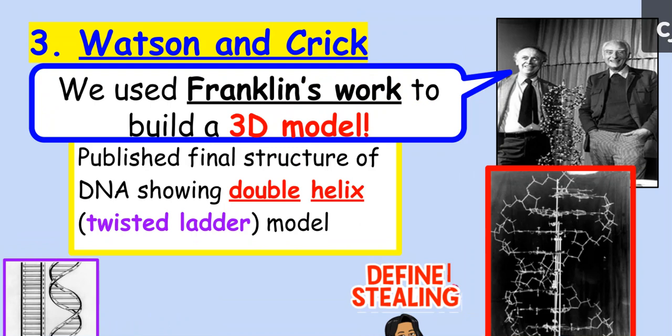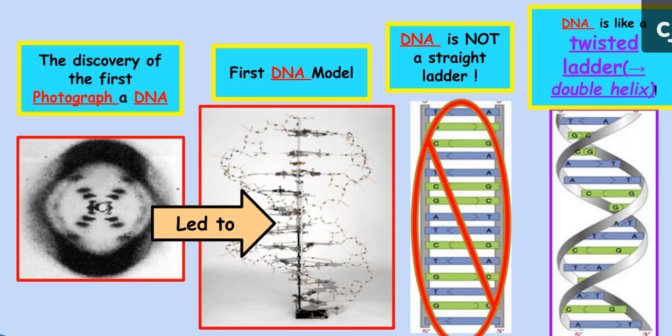So what happened was, Rosalind Franklin's boss actually gave her picture away to these two gentlemen who used it to make a 3D model. Now, the 3D model was the novel idea. However, they got all the information from other people's work. Rosalind Franklin should have been the one to win the Nobel Prize, but instead it was Watson and Crick, those thieves.